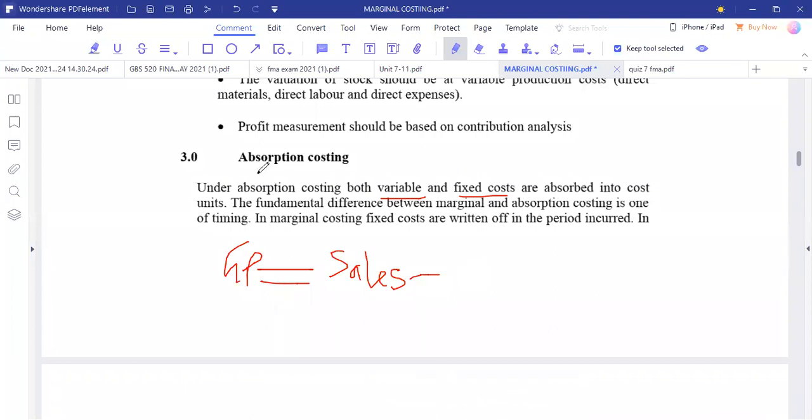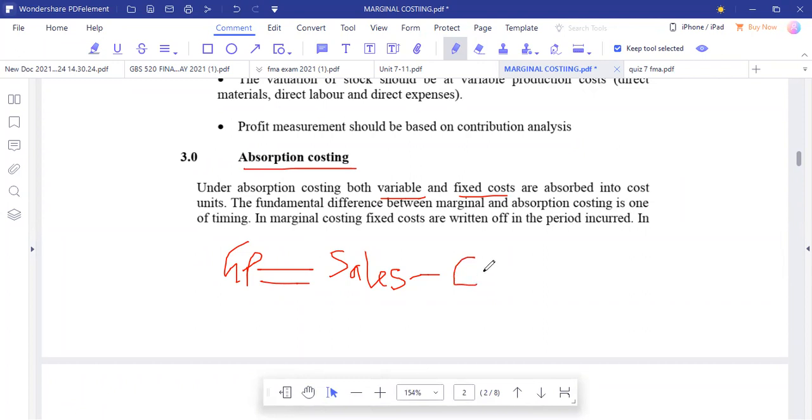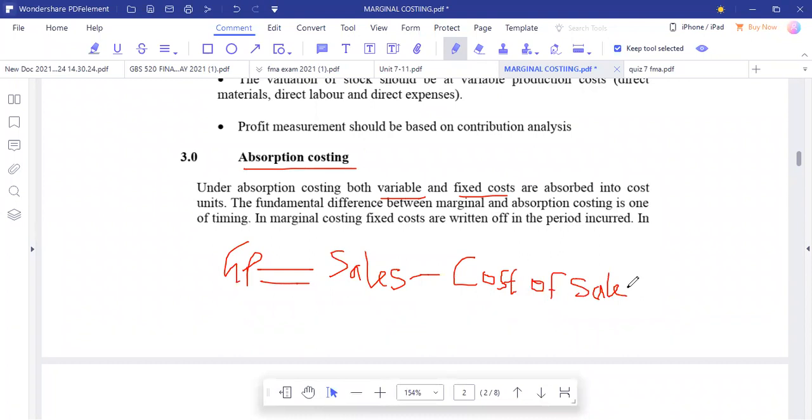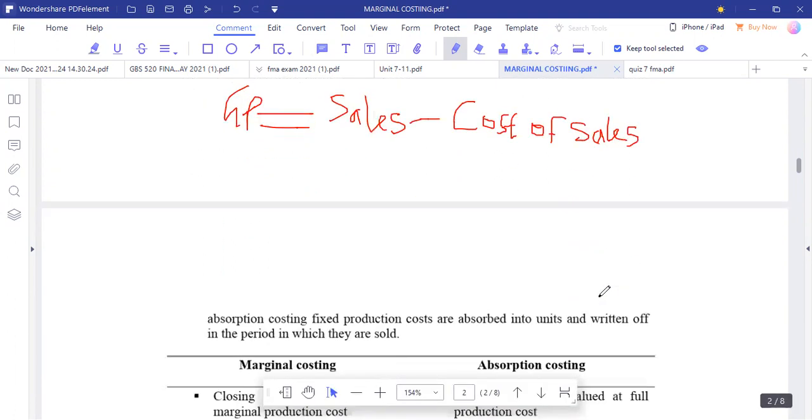It's just the same concept we use under absorption costing. Sales minus cost of sales, we get the gross profit. In marginal costing, there's no gross profit. There is only contribution. So we have no gross profit, but we have the contribution. This is a major difference here. But in both cases, we have the net profit.